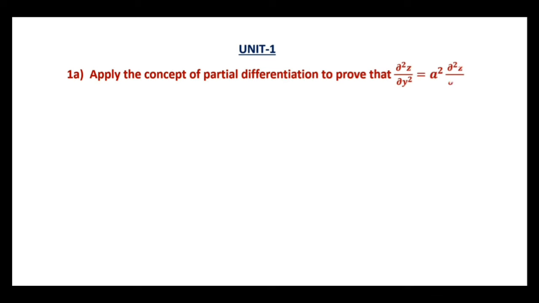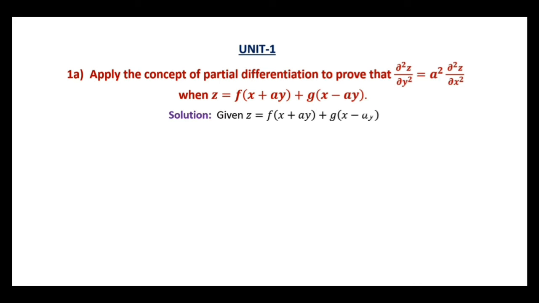We have the first question with the 7 marks. Apply the concept of partial differentiation to prove this partial differential equation, second order partial differential equation, when the relation consists of two arbitrary functions where x and y are independent variables. Z is the dependent variable.